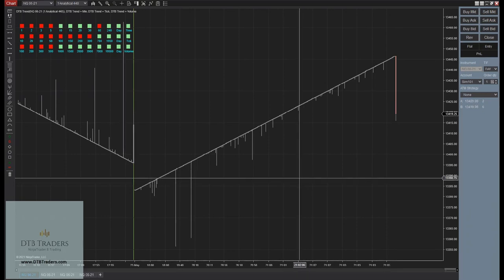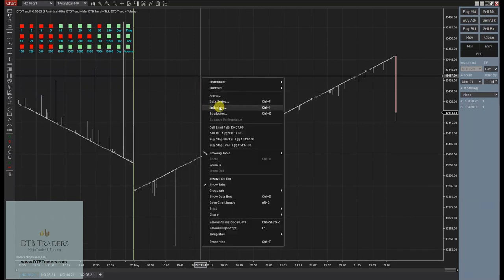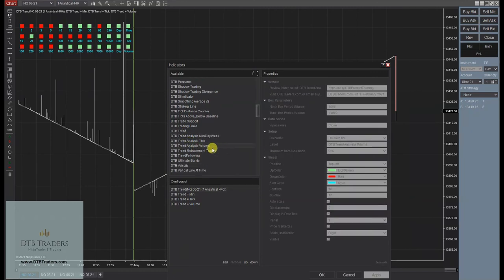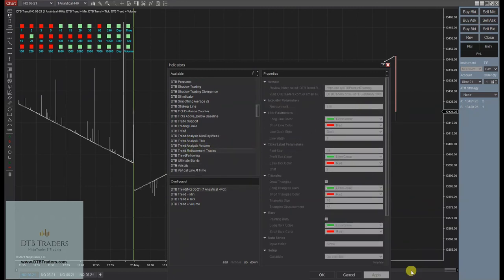So hopefully that helps, and we'll move on to the next indicator now, which will be the trend retracement trades. Okay, thank you.